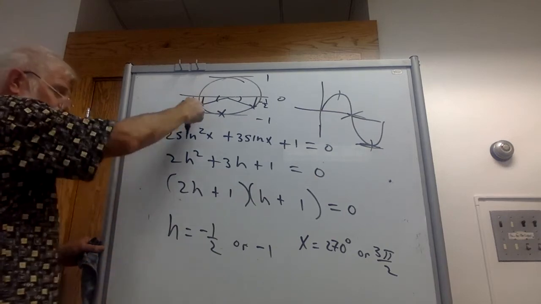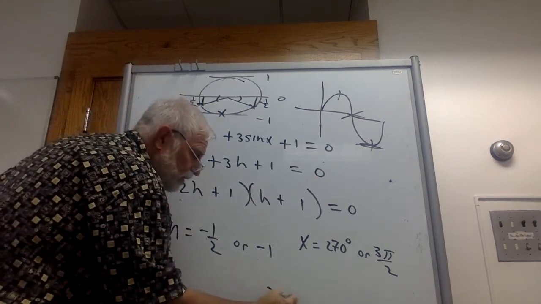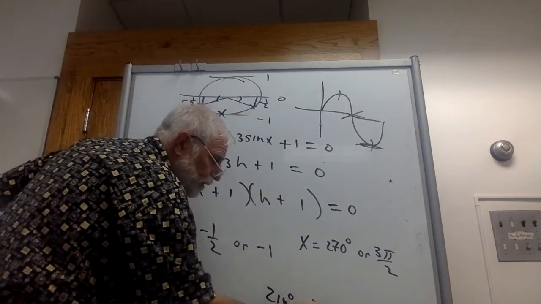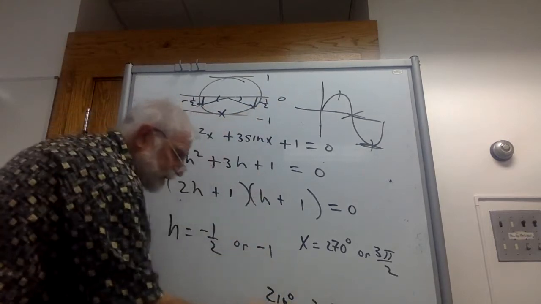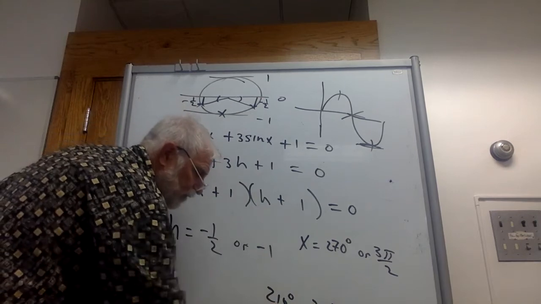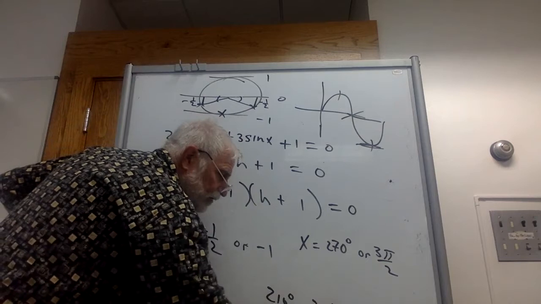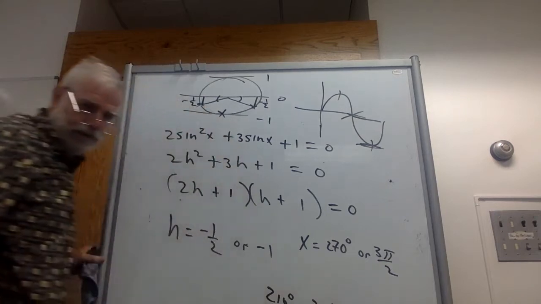So 180 plus 30, 210 degrees. 360 minus 30, 330 degrees. And that's 7 chunks of 30. Pi over 6 is 30. And 330 is 11 chunks of 30 degrees.